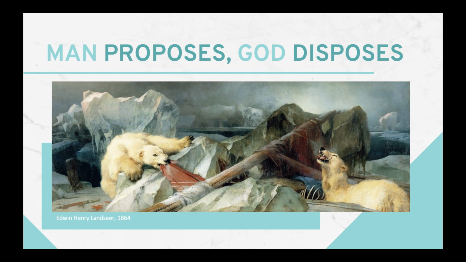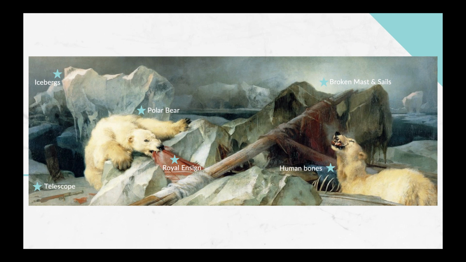This painting is still shocking to viewers today, as it shows two polar bears and the destructions of the remains of a sailing ship. Within the image, we see the bears tearing at items both made by and of humans in a harsh Arctic landscape under a dreary gray sky. To the Victorian viewer, additional symbols carrying extra meaning are visible. They are icebergs, a telescope, the polar bears themselves, the red flag or royal ensign, the broken mast and torn sails, and lastly, the human bones.